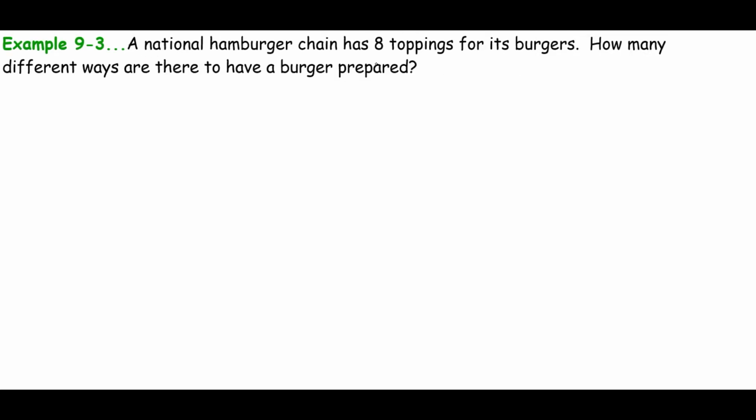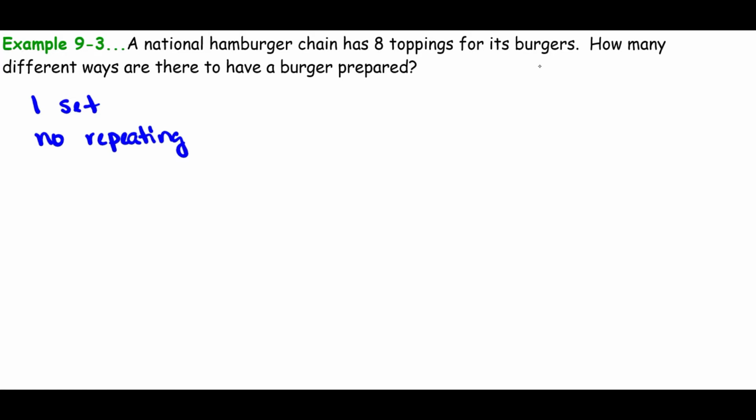All right, our next question here. A national hamburger chain has 8 toppings for its burger. How many different ways are there to have a burger prepared? So is there more than one set to choose from? No, we just have one set of toppings, so there's only one set. Can I repeat? So once I put tomatoes on my burger, am I going to put tomatoes on there again? So we're going to say no to that, so no repeating. I know that you might be thinking some people might order like double cheese, but unless they tell you you can do that, you should assume that that's not possible.